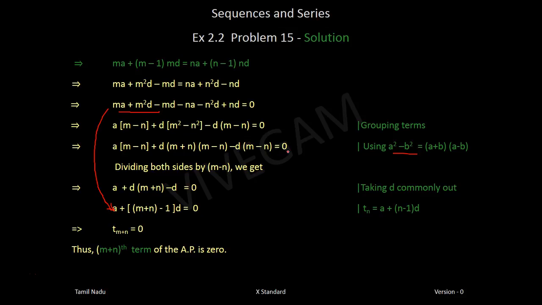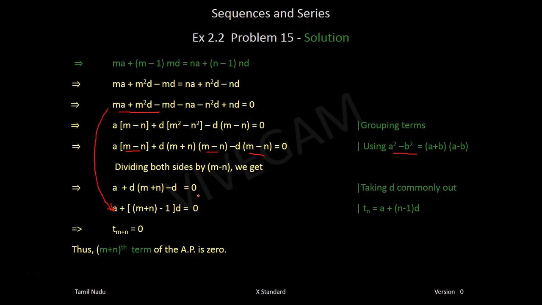Equal to 0. If you see, M minus N is common in all the three terms. All of them carry the same M minus N. So you can divide both sides by M minus N, which means this will get cancelled, this will get cancelled, this will get cancelled. On the right side, 0 divided by M minus N is 0, so the right side will remain the same. So this cancels, you'll get A, and this cancels, you'll get D into M plus N, and this cancels off, you'll get minus D.